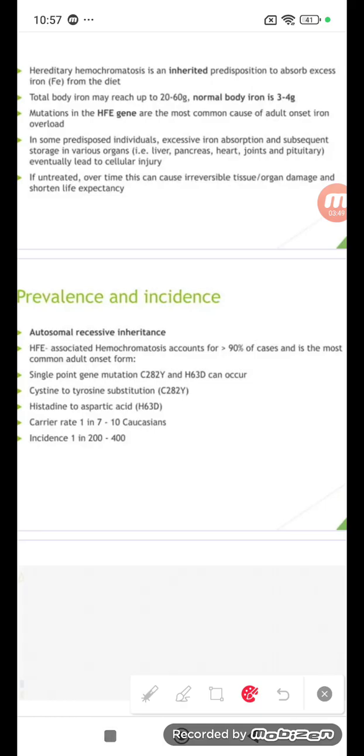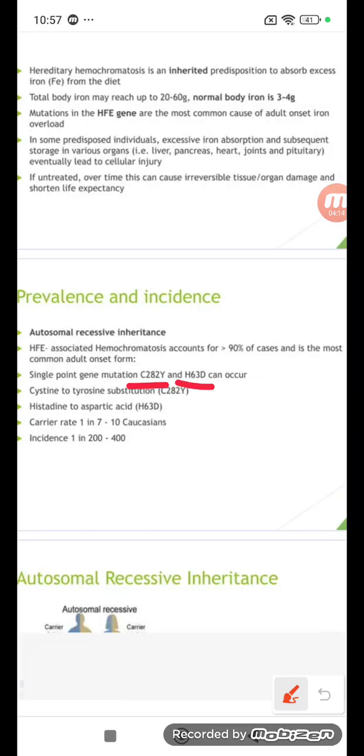Single gene mutations occur in C282Y and H63D. These two genes go through mutation. These genes are located in the sixth position, the HFE gene. These two mutations in our body lead to the hereditary hemochromatosis process.